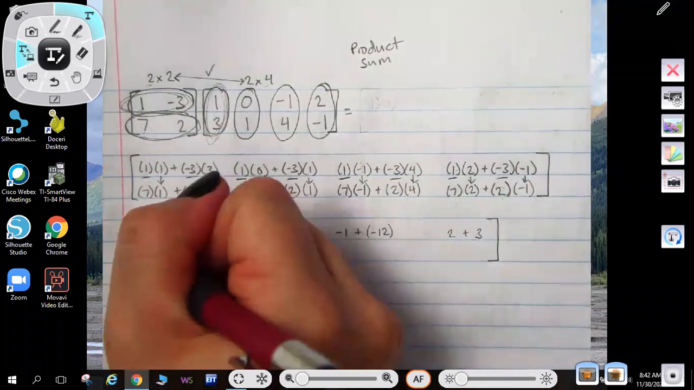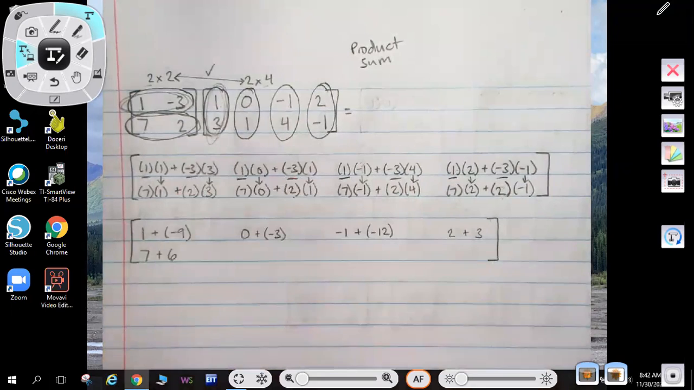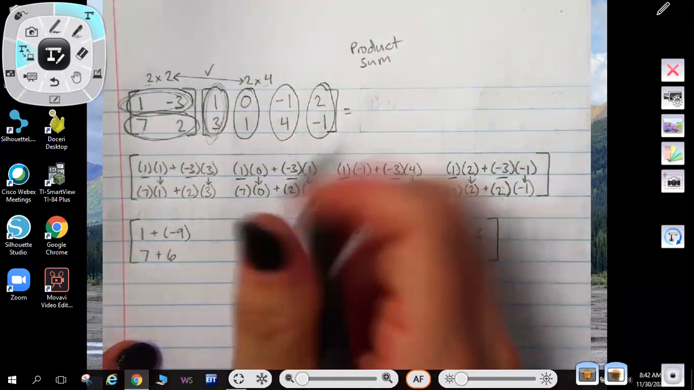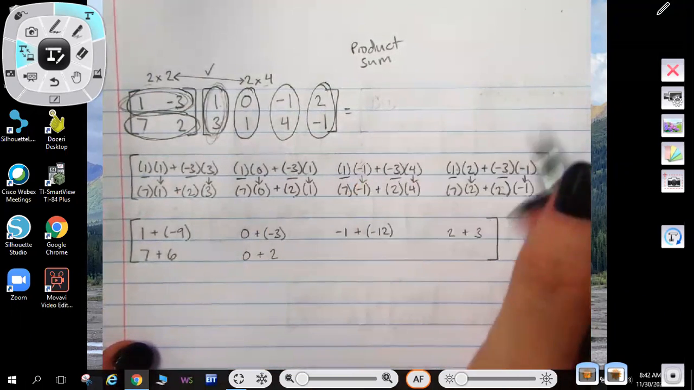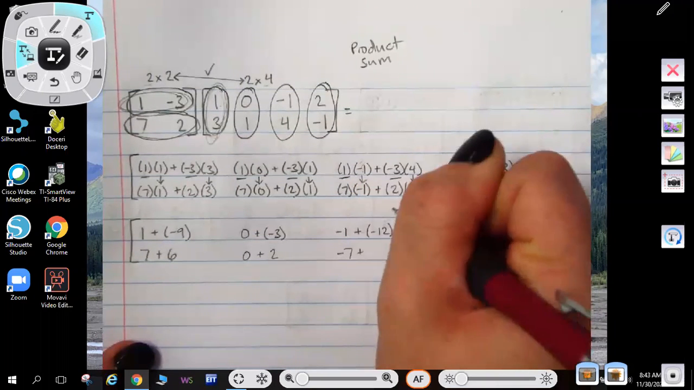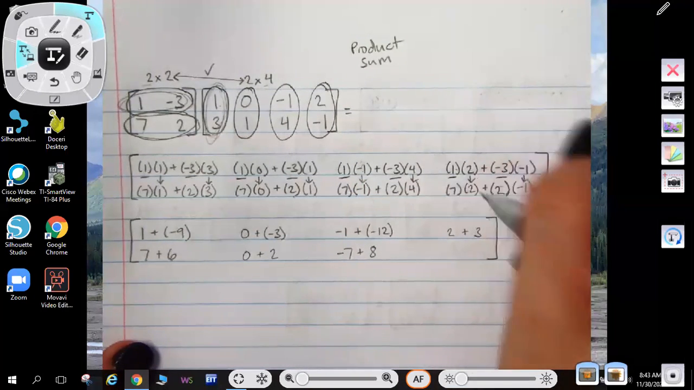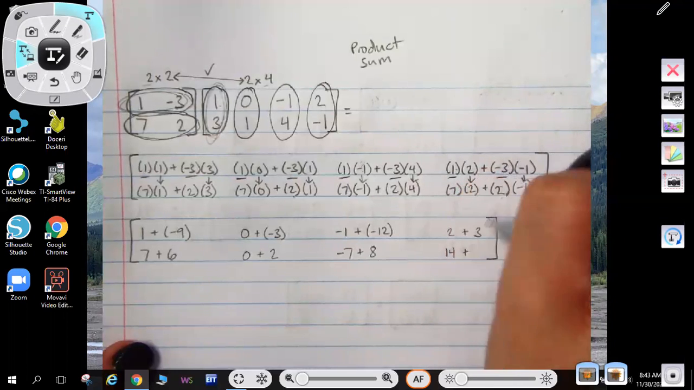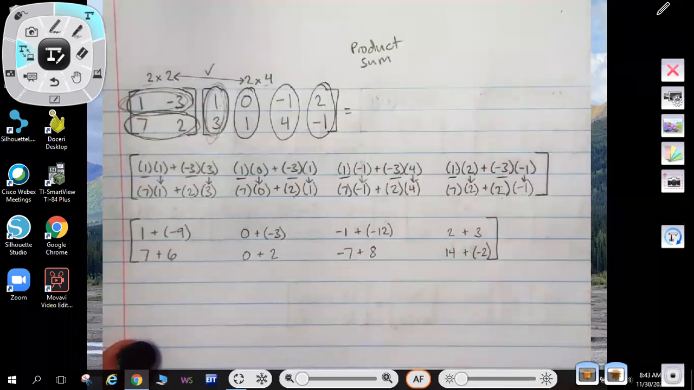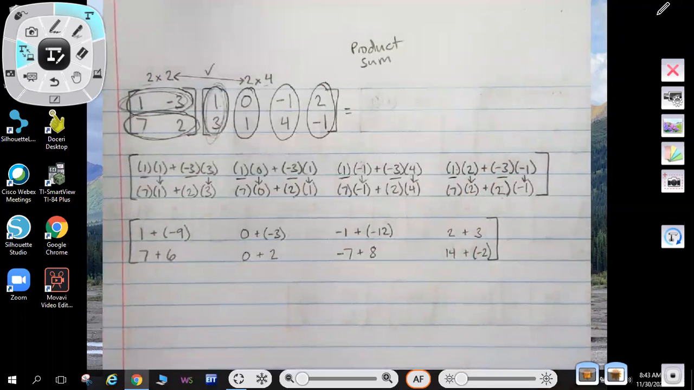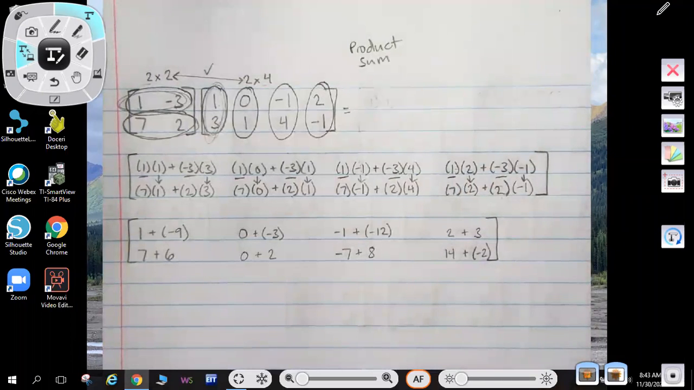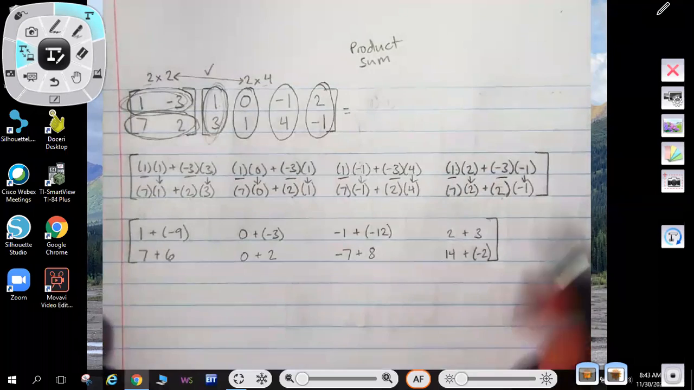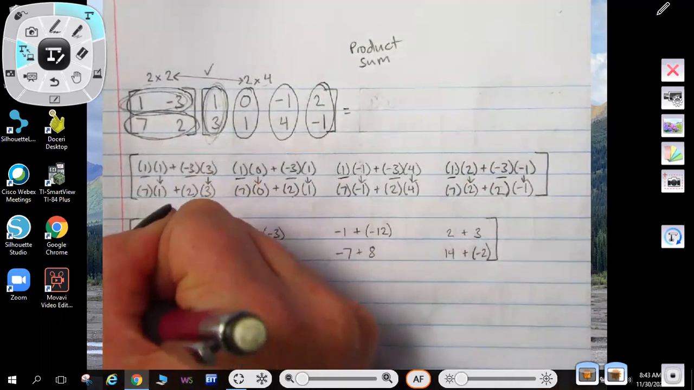In the second row, we have 7 times 1, plus 2 times 3, so 7 plus 6. 7 times 0 is 0, plus 2 times 1, which is 2. 7 times -1 is -7, plus 2 times 4, which is 8. 7 times 2 is 14, plus 2 times -1, which is -2. Okay, maybe once you guys get used to working these problems, you can skip this step, and that's fine. Just make sure that you don't make unnecessary mistakes by skipping it. If you have to write it out, then do that.